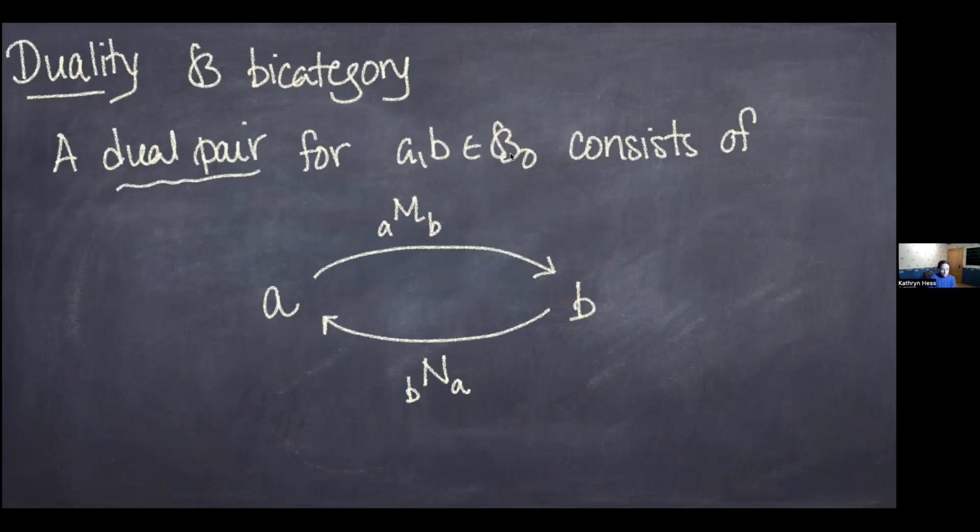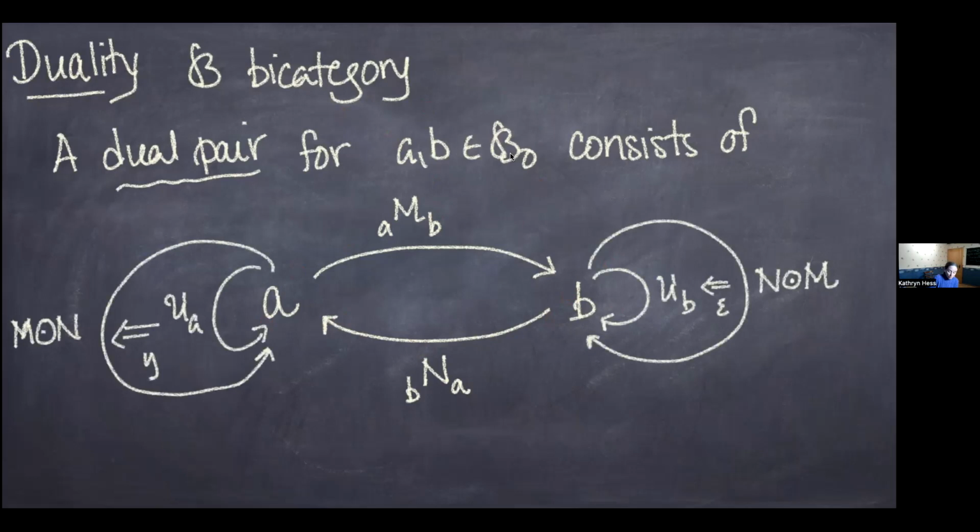It's going to be a pair of one cells, M and N, together with some two cells that go between, first of all, the distinguished unit object on A and the composite MN. So I do MN, I end up back at A, so this is an AA object. And similarly for B, I'm going to have a two cell from N, the composition of N and M, to the unit object on B. So if this looks a lot like an adjunction, you're right.